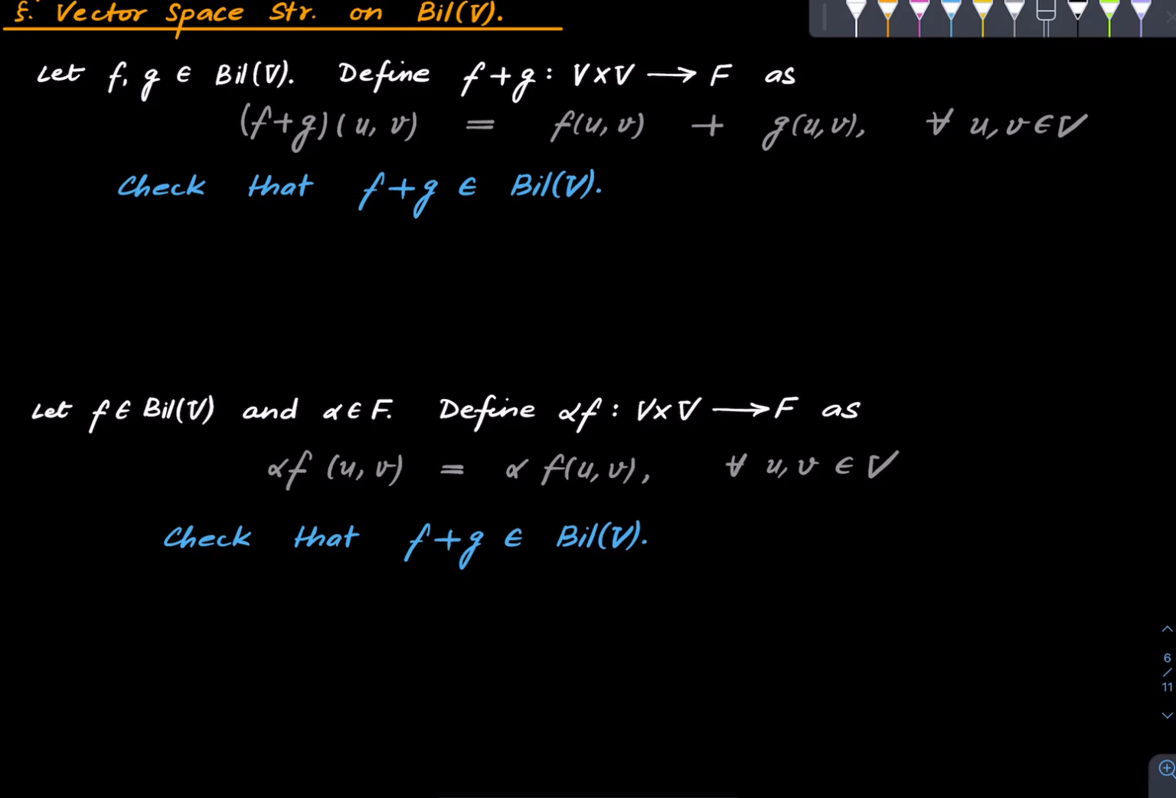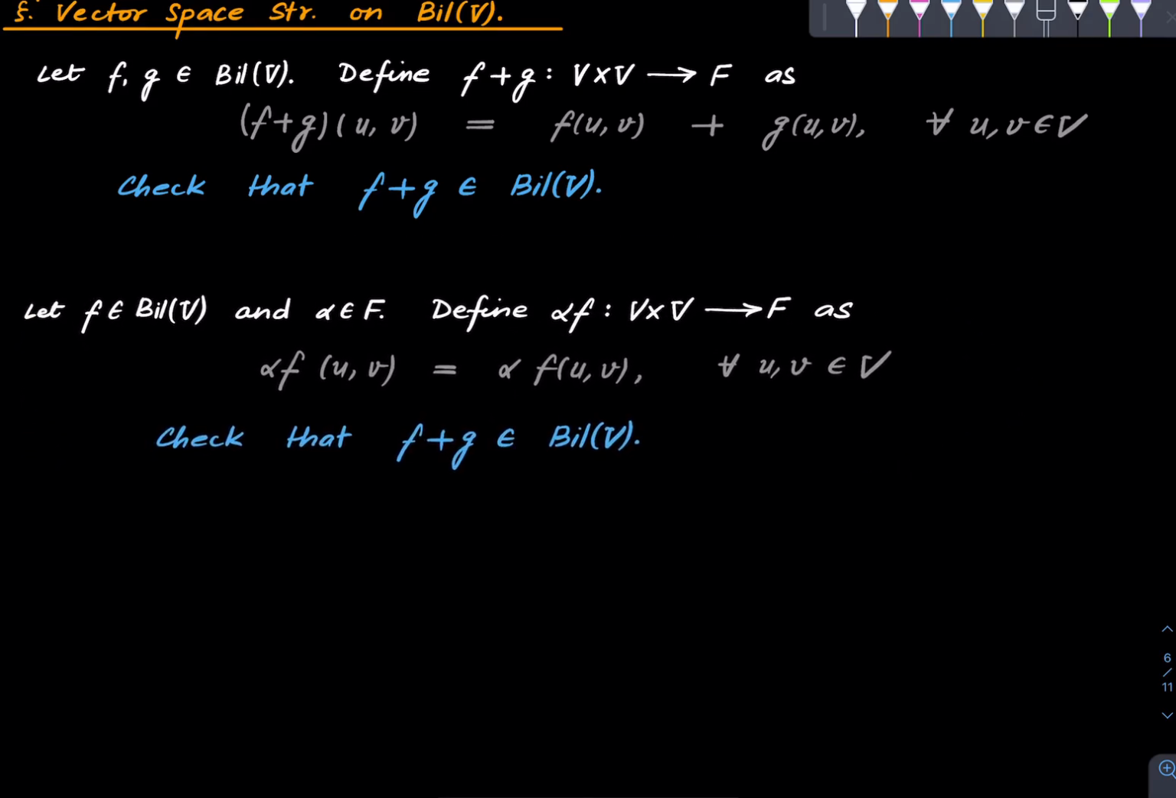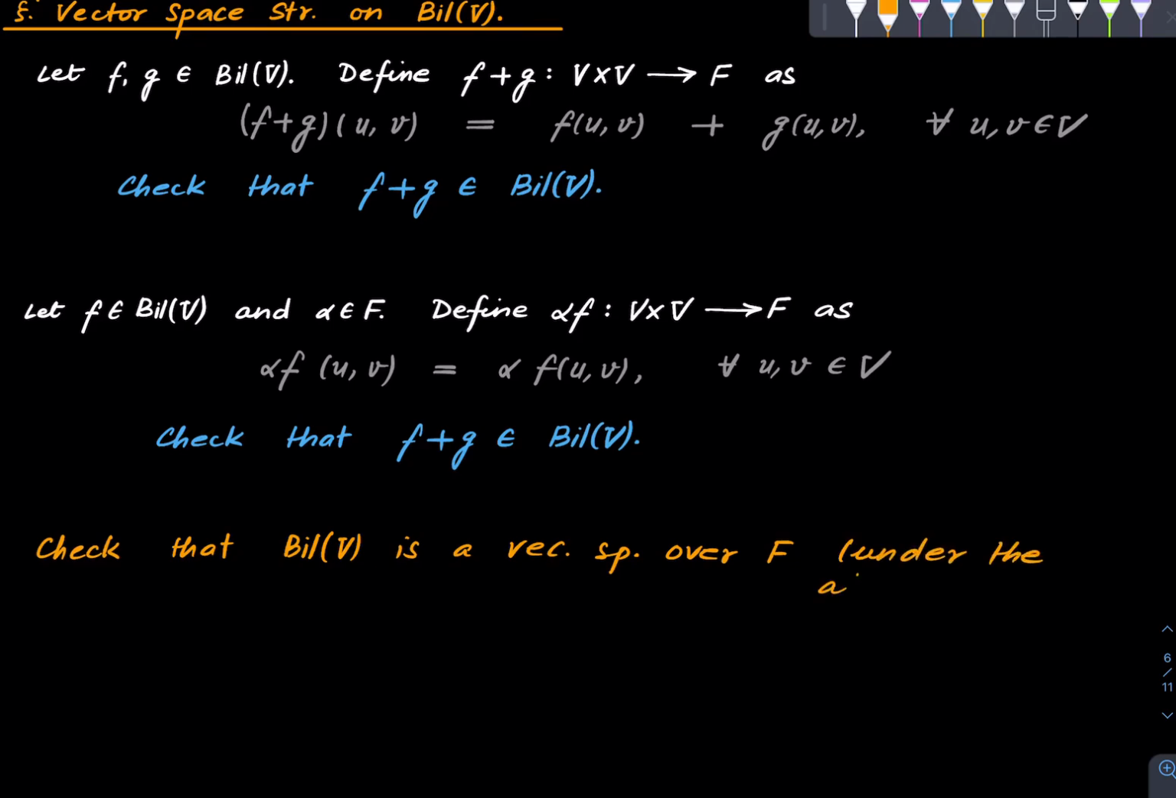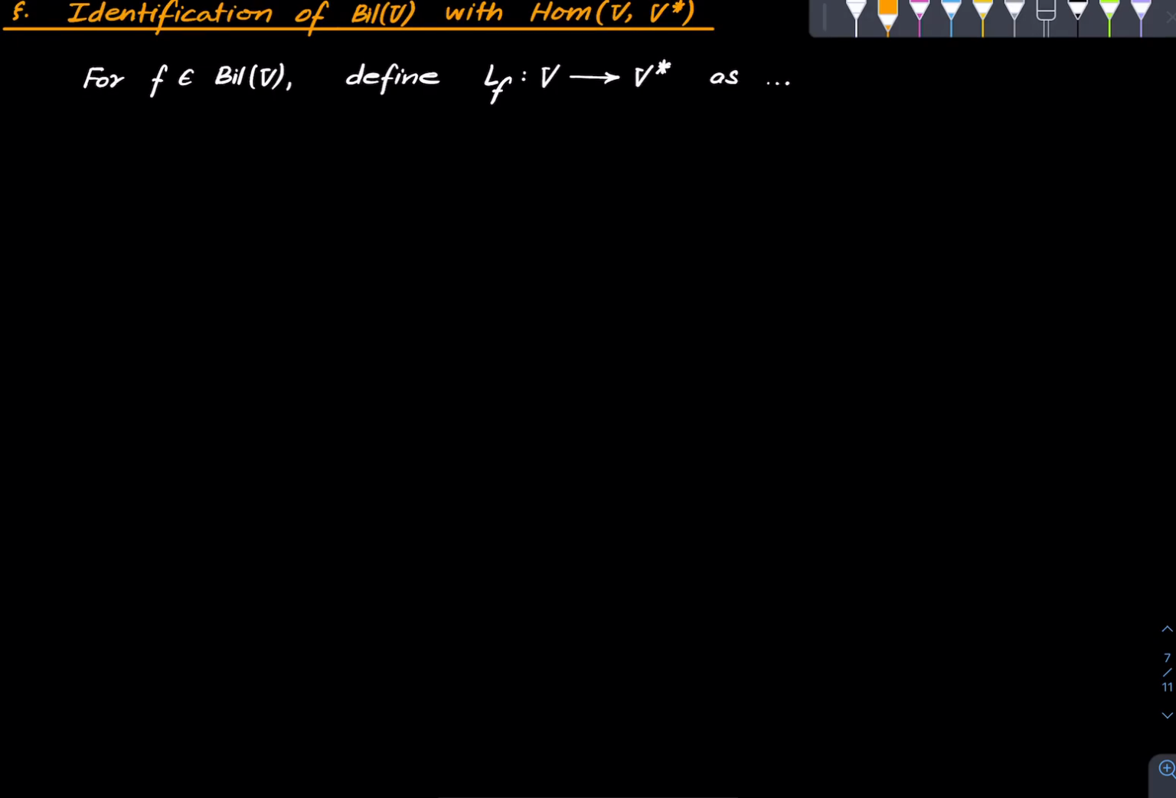So we have addition and multiplication defined on the set of all the bilinear forms, and now I will leave you to check that this is a vector space over F under the above operations, of course. That is another very simple exercise that I leave you to do. All right, so now something interesting is going to happen. We will identify this vector space with this vector space. This is the space of all linear maps from V to V star, and this is what we just discussed. It so happens that these two are isomorphic in a very obvious, or rather in a very natural way.